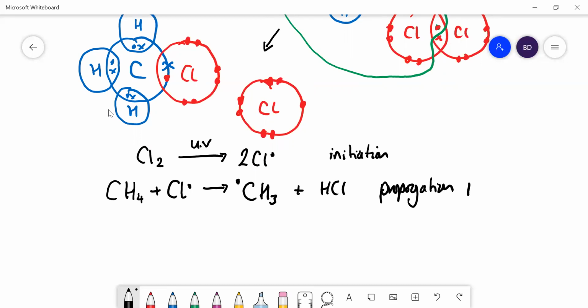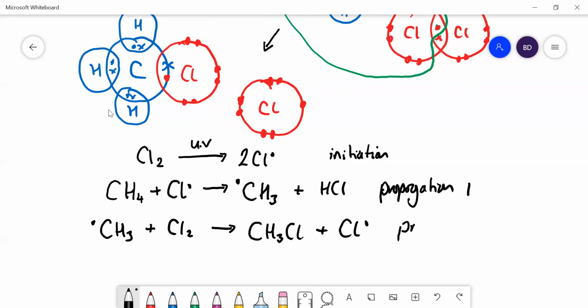So we call that propagation 1. Then you can get another propagation reaction where the methyl free radical, so free radical reacting with something that's not a free radical, so Cl2, that's going to form CH3Cl, and you get another free radical. So that's also a propagation reaction.